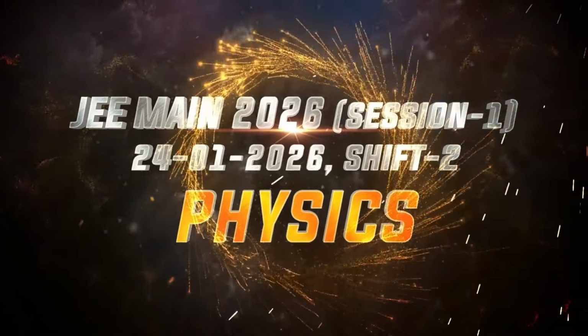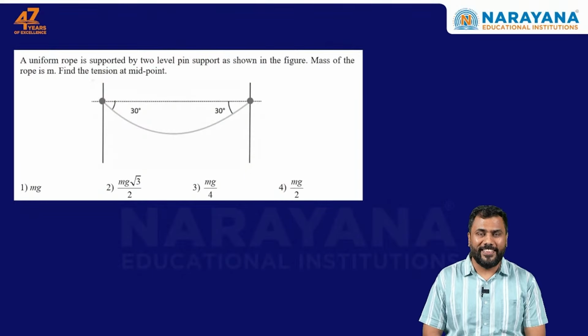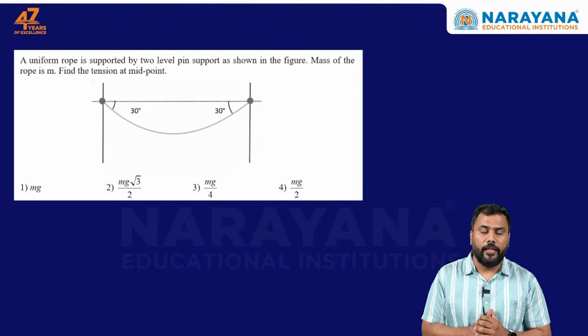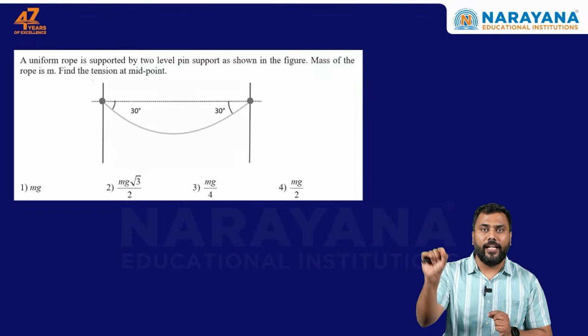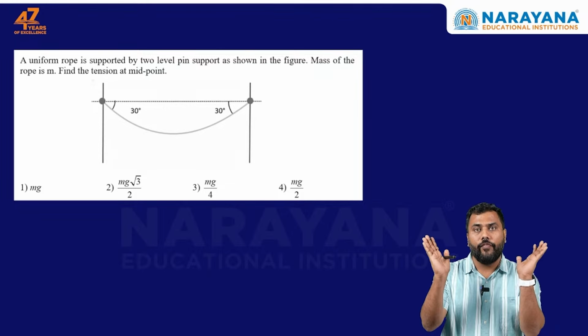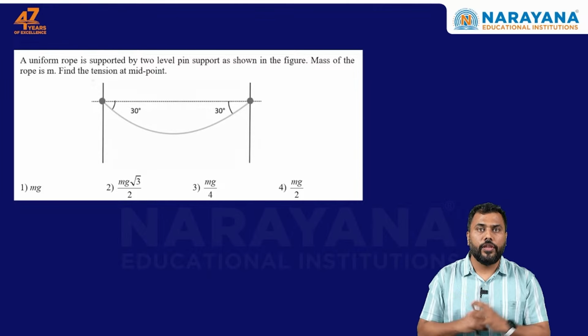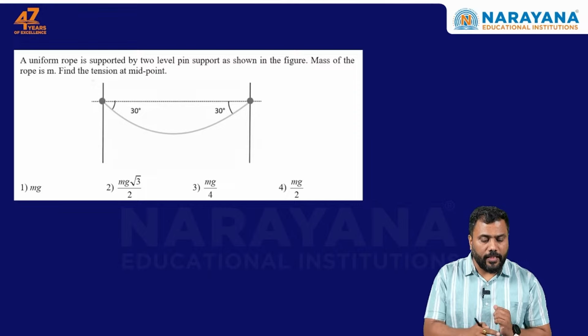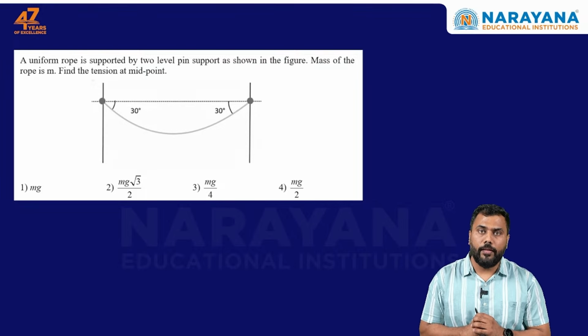Let's move to physics. Hello students, so we are going to discuss the JEE Mains 2026 24th evening session questions. So the first question that we have with us is an NLM based question. Here we are given a rope which is hanging from two supports. The angle of the rope's tangent which is making with horizontal is also provided to us, it is equal to 30 degree. What the question is asking, they are asking us to find the tension in the rope at the midpoint. So you must have solved this kind of questions in your preparation also.